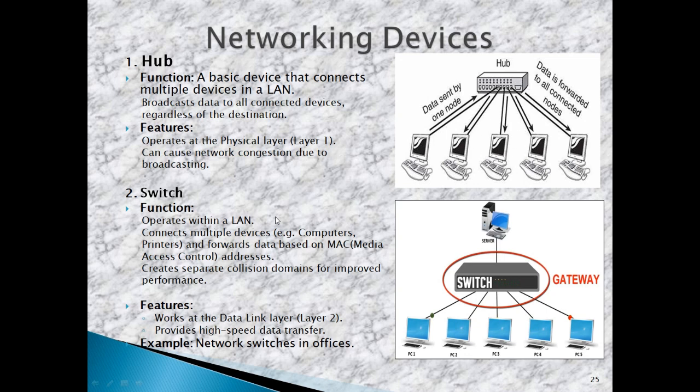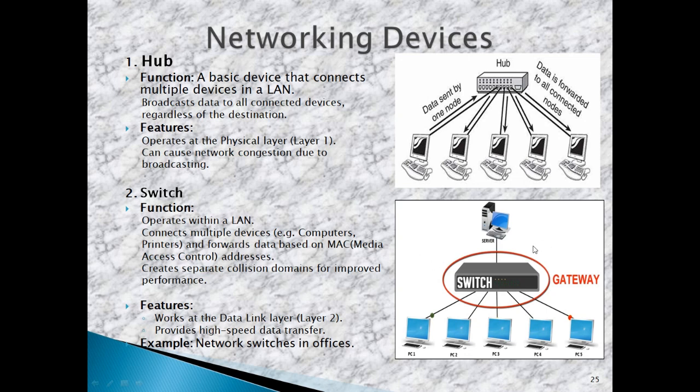Now let's make progress. Now go to a switch. The function of a switch, it operates within a LAN. A switch is also used to connect a local area network like a hub. But what's the difference? It connects multiple devices, which is computers, forwards data based on MAC addresses. What is a MAC? Media Access Control Addresses. Create separate collision domains for improved performance.